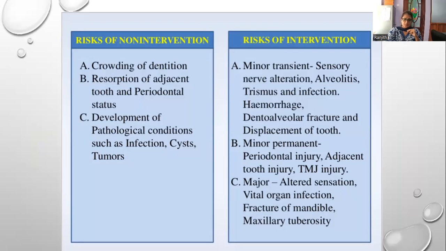Now, what is the risk of intervention? The risk of intervention can be minor transient, minor permanent, or even major. Minor transient is usually sensory nerve alterations. You can have alveolitis, trismus, infection, hemorrhage, dentoalveolar fractures, or a displaced root. Apart from this, you have minor permanent, like periodontal injury, adjacent tooth injury, or even TMJ injury for that matter. Then you have major, still more complicating, where you have altered sensation, vital organ infection, fracture of the mandible itself, or even maxillary tuberosity fracture.